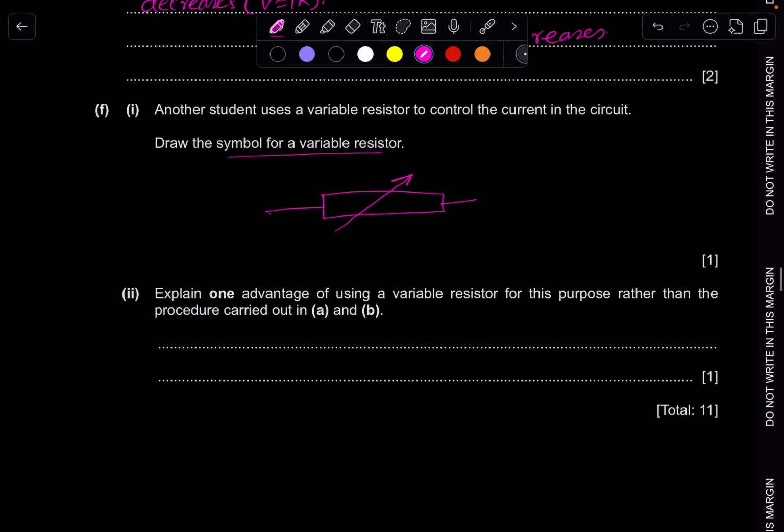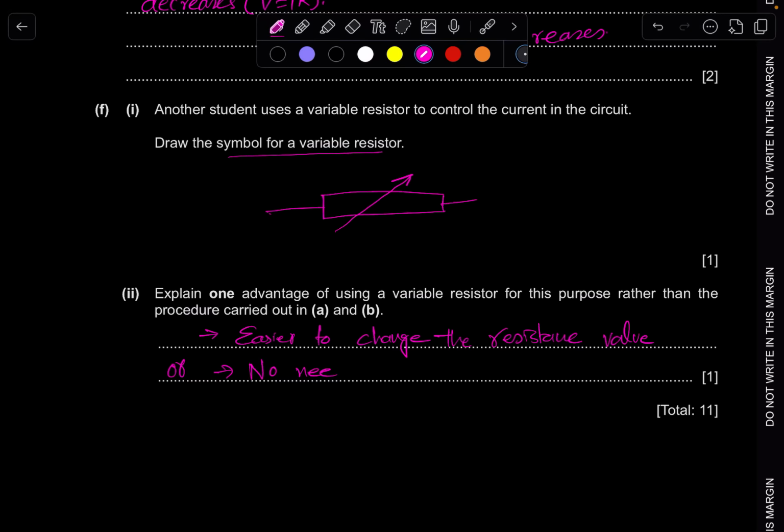In the next part, they ask to explain one advantage of using a variable resistor for this purpose rather than the procedure carried out in A. Okay, there are many advantages. First is, when you use the variable resistor, it is easier to change the resistance value. Or you can write, you have to write only one answer, right? Because it's a 1 mark question.